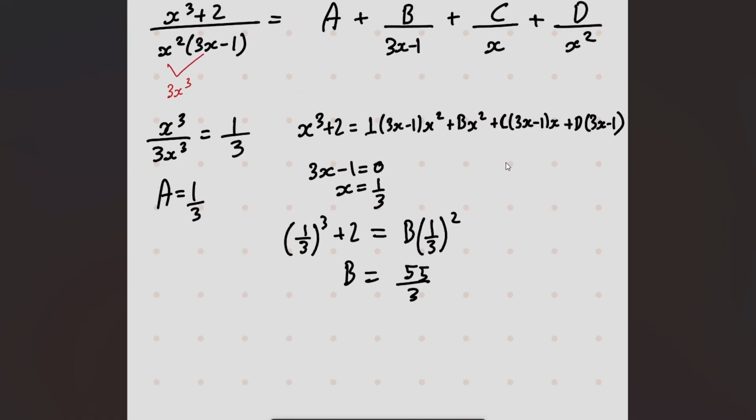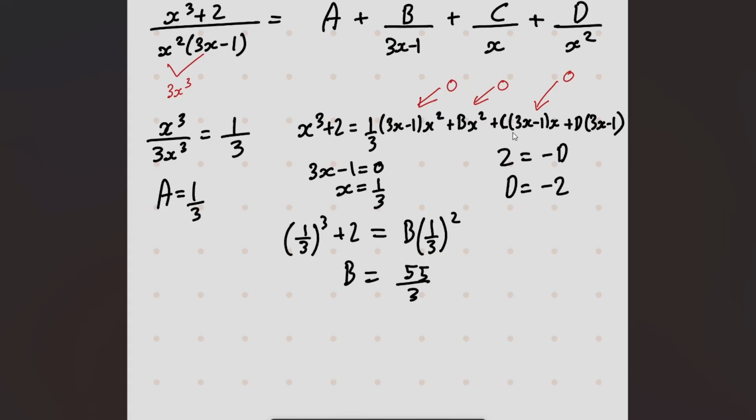Now we're going to replace x with 0 so we could cancel this out. So that's 0. This is also 0. That is also 0. So you're going to get 2 is equal to negative d, which is pretty much d is equal to negative 2.